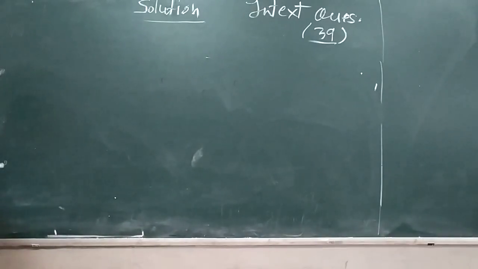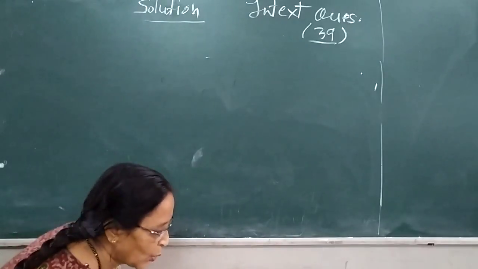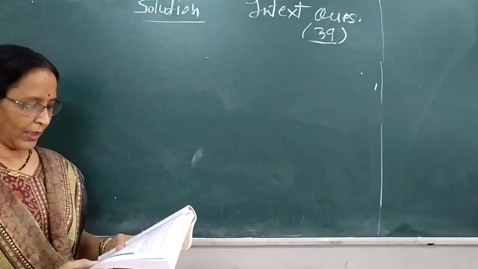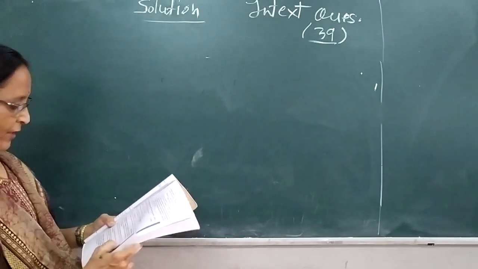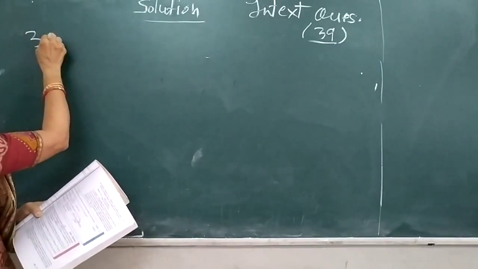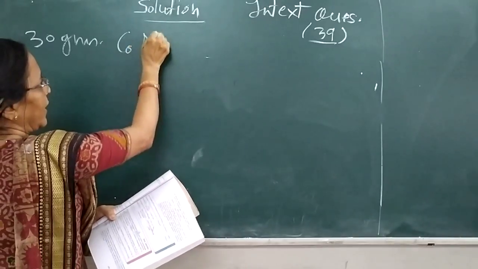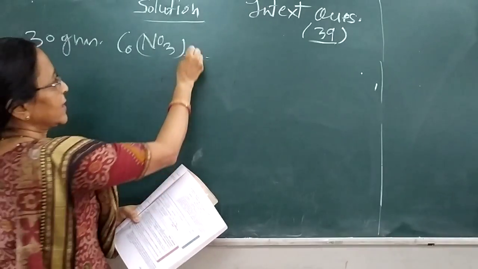Now we will go towards question number 2.3. Calculate the molarity of each of the following solutions. First one, 30 grams of Co(NO3)2·6H2O.